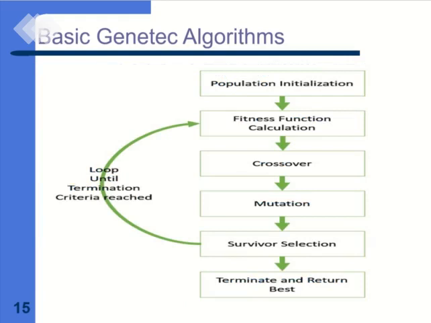As we can see here in the flow chart, we start with the population initialization, then we go to the fitness function calculation, we do the crossover and mutation, then the survivor selection of the offsprings, to go back to the fitness until we meet the criteria of the optimization function and do the termination. We have to loop it until the algorithm converges.